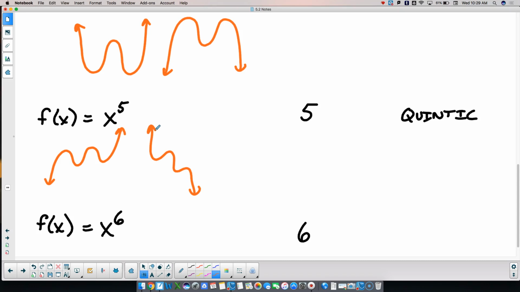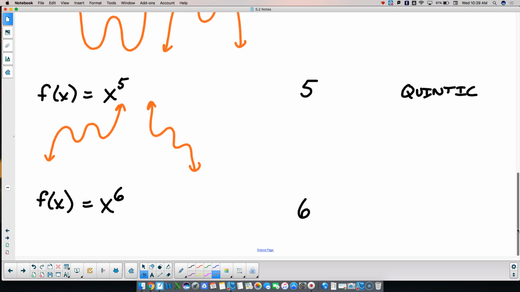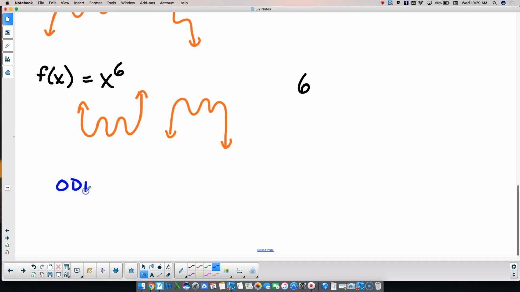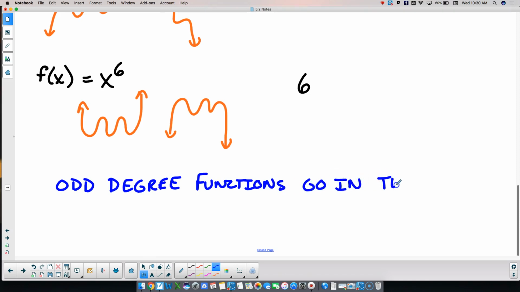Okay. What about a degree of 6? What's that one going to look like? The one I drew before, the purple one? Yep. All right. So odd degree functions go in 2 directions.